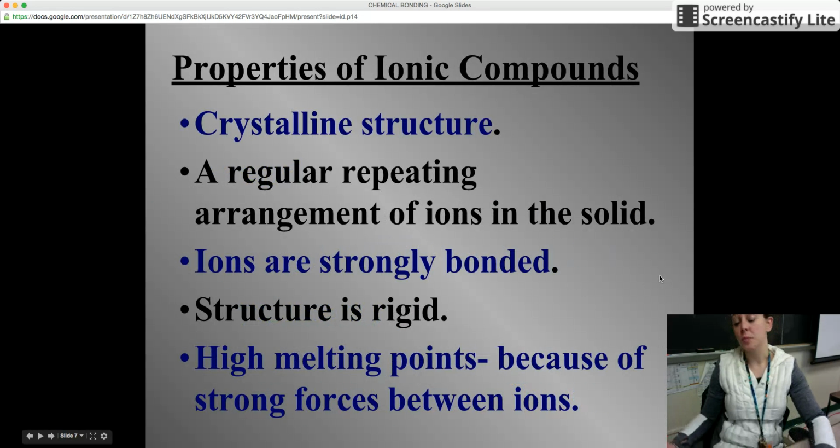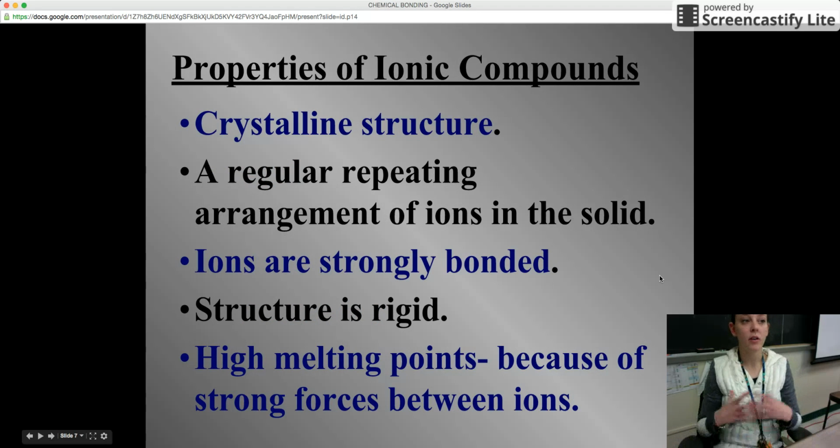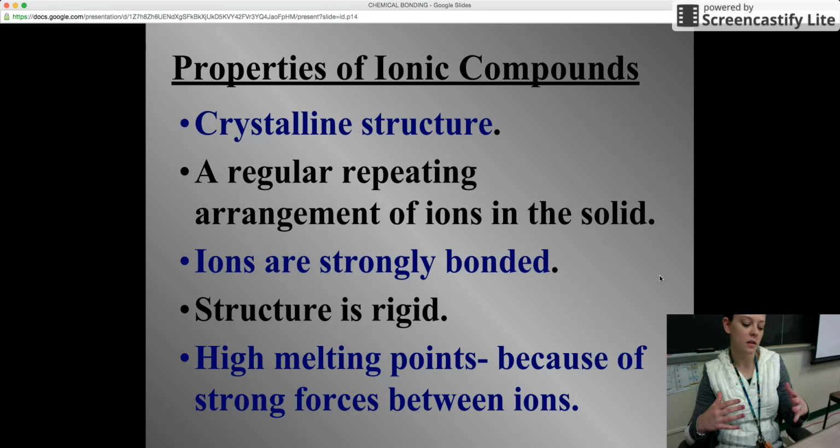As far as properties of ionic compounds, they tend to form crystal structures. You've seen this before if you've ever seen rock salt. It has a very geometric pattern and very straight edges, because it's a crystalline structure. The ions that are bonded together, since they're positive and negative, like to stick together in very specific arrangements, and everything becomes very organized and very crystalline.